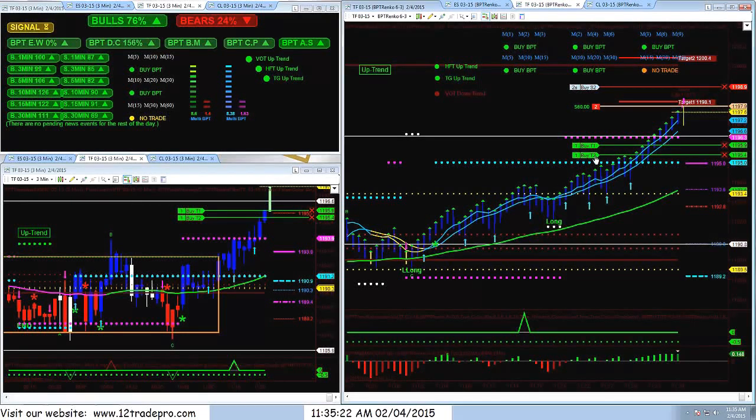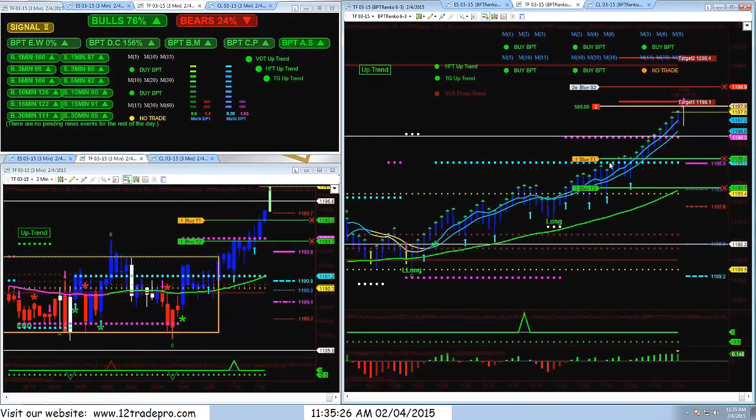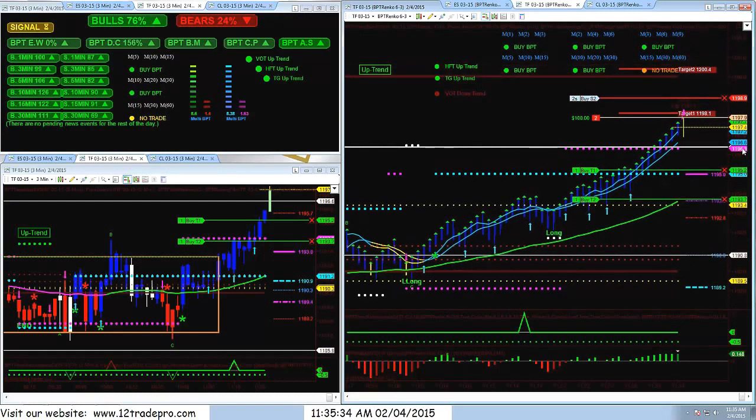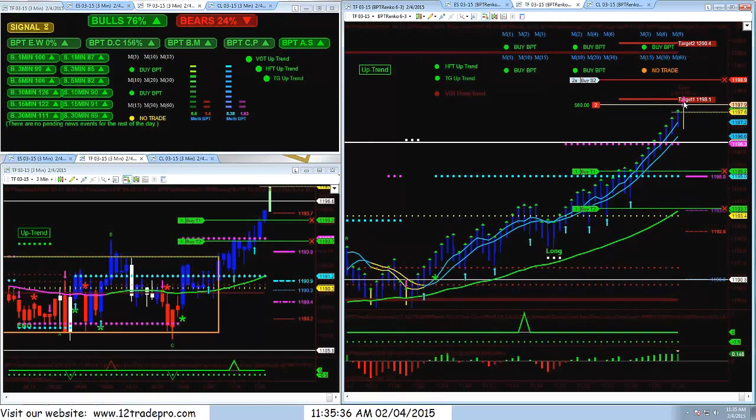I am short 2 contracts on the TF. I'm going to put my first target at 11.95.01. You can see that the price hit the first institutional target at 11.98.1, and that's where I got filled, 2 contracts short.